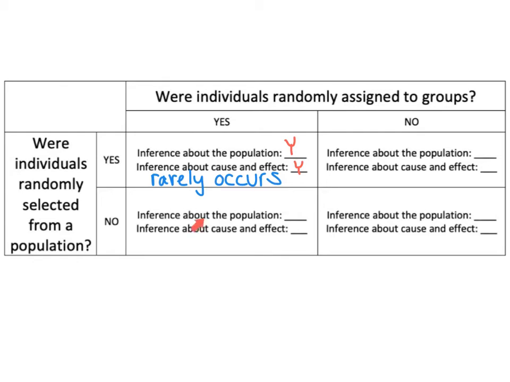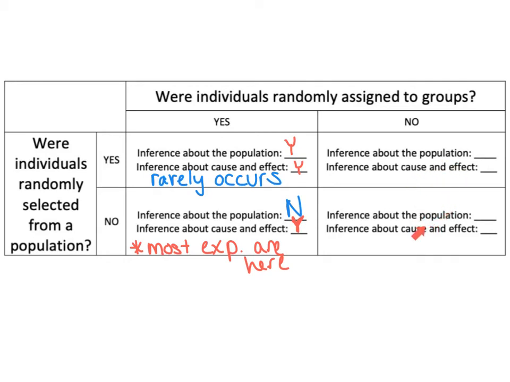Let's look at this scenario here. What if individuals were not randomly selected from the population? If we say no to that, can we make an inference back to the population? No way. But if we say yes to random assignment, which typically we can do once we have our sample of participants, we can say yes. So I'm going to tell you that most experiments fall right here. And now when I'm over here in this column, if I'm answering no to random assignment, then I'm probably not even talking about an experiment, because if I'm not randomly assigning, then why am I even trying to do an experiment?